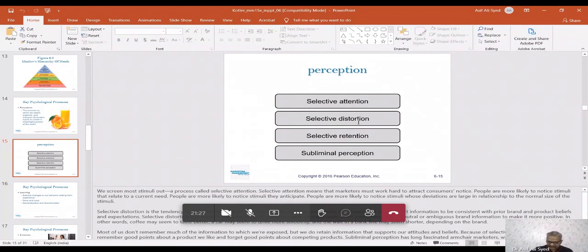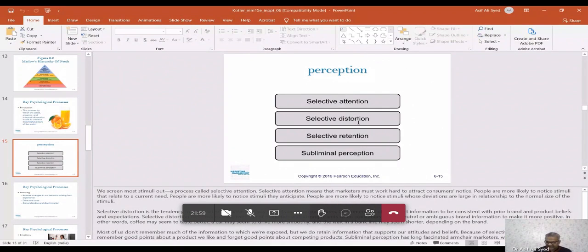Then there is something called selective retention. That is, we like to remember certain good points about the competing product, and we like to forget certain other things. So we are very selective with our retention. We are very choosy and careful about what we want to retain and what we want to reject. And then finally, we have something called subliminal perception.